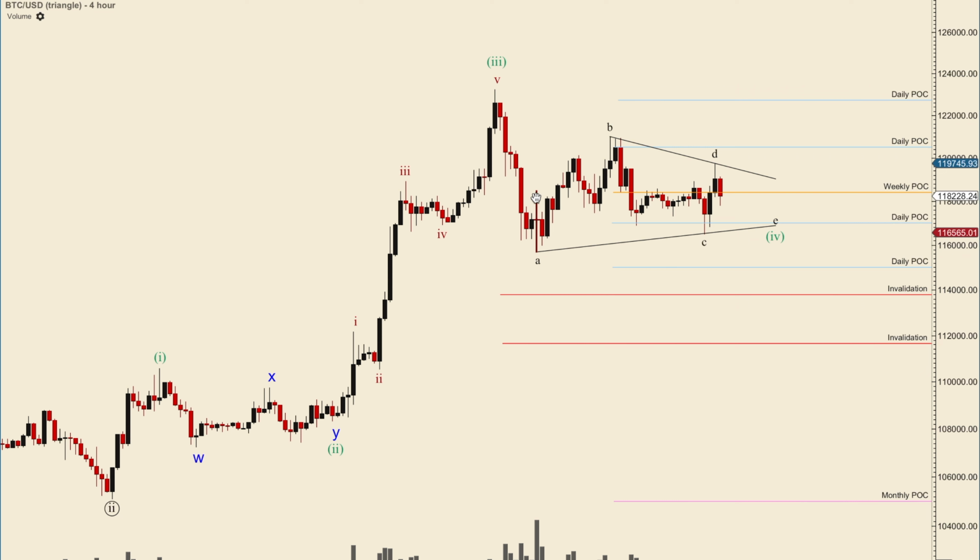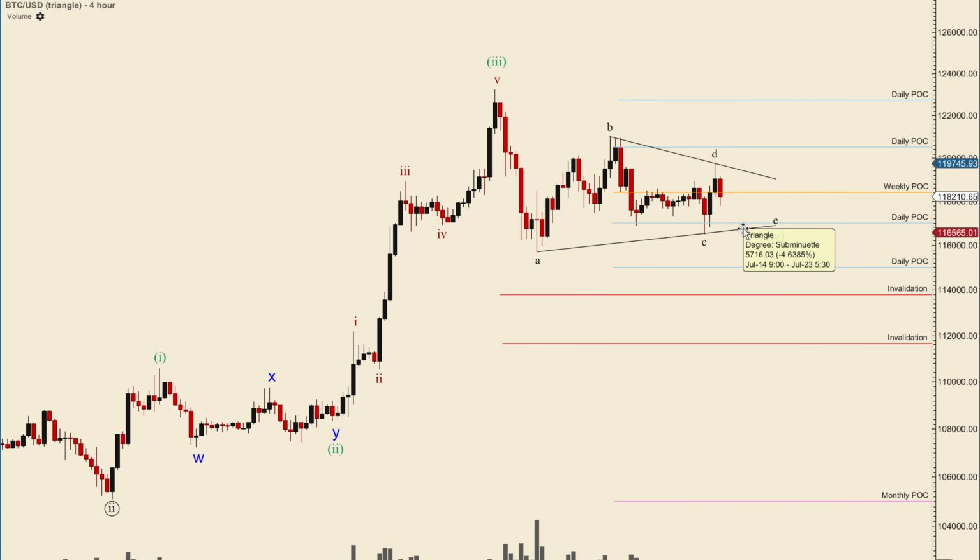And this has a bit higher probability just because in a triangle, it's more common for the C wave to be complex. So here we have a pretty straightforward ABC, and also the wave up to B is pretty much straightforward, an ABC zigzag. But here you can see that it's a bit more complex, like a double zigzag. So that is more common for a triangle, that the C wave is complex, and that fits the count as well.